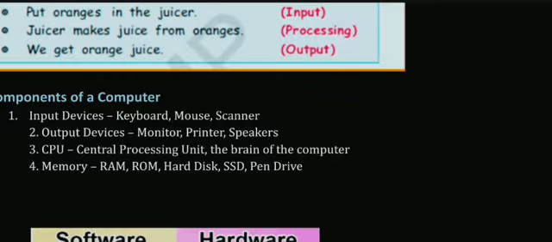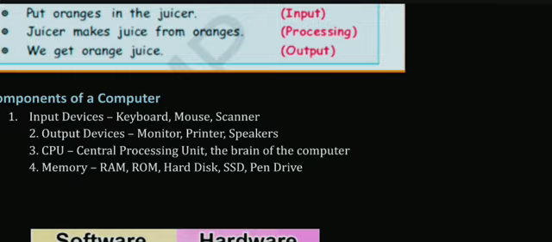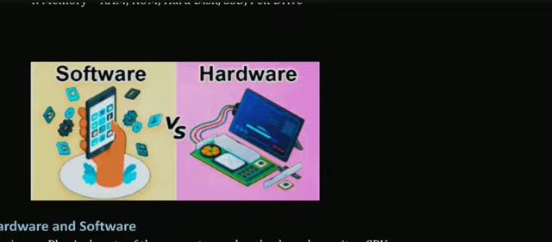There are input devices, output devices, CPU and memory. These are the components of our computer. Input devices are the keyboard, mouse and scanner. Output devices are the monitor, printer and speakers. CPU means central processing unit. It is also called the brain of a computer. Memory includes RAM, ROM, hard disk, SSD and pen drive. Now let us know what software and hardware are.